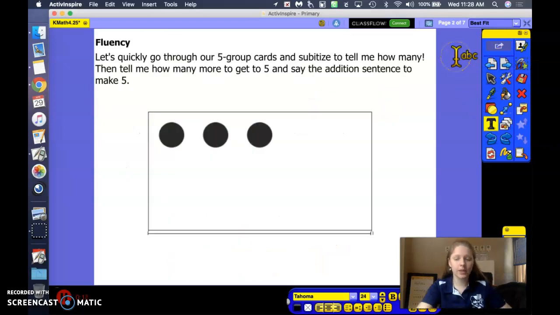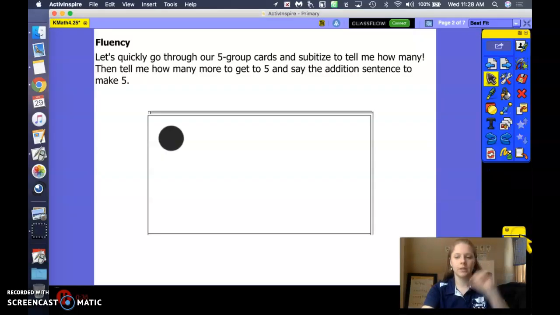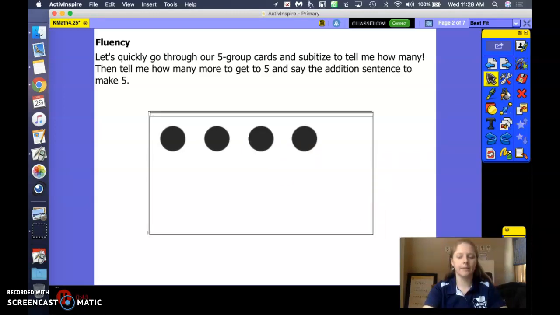All right, before we get started, let's warm up our brains and tell me how many you see and how many more to make 5. So I see 3. How many more? Visualize the 2 more that you would need, right? 1, 2. 3 and 2 makes 5. Good job. Let's do the next one. 1. How many are missing? 4. 1 and 4 makes 5.